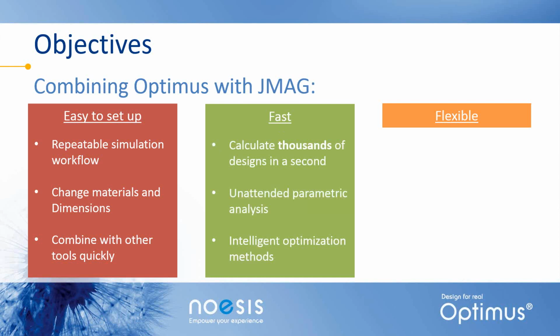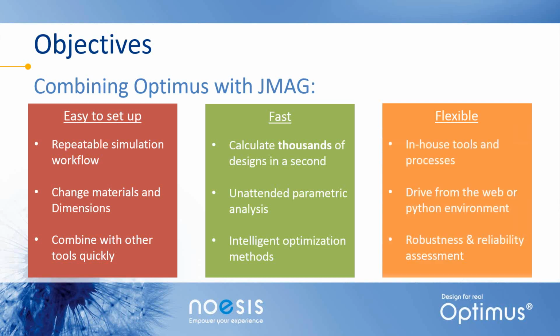Second, these two software packages combined are extremely fast. They allow you to calculate thousands of designs in a very short amount of time and really conduct an unattended parametric analysis and optimization. And ultimately, the two software packages are extremely flexible. We've shown that you were able to import external data, that we were able to do some reliability and robustness assessments. Mike talked a little bit about some of the additional integration that we have, like a full Python API and Excel.